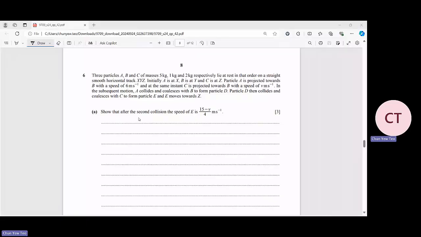Three particles A, B, and C of masses 5 kg, 1 kg, and 2 kg respectively lie at rest in that order on a straight, smooth horizontal track X, Y, Z. Initially, A is at X, B is at Y, and C is at Z. Particle A is projected towards B with a speed of 6 meters per second.